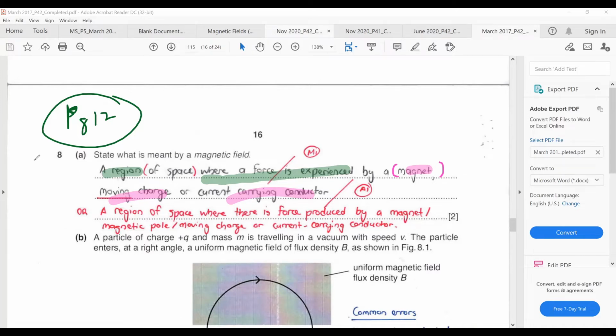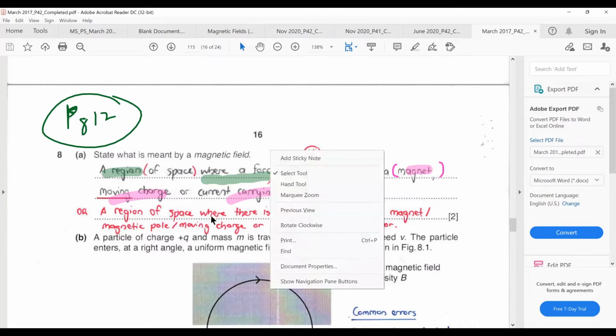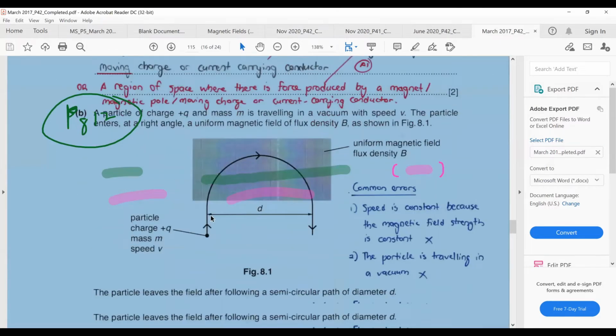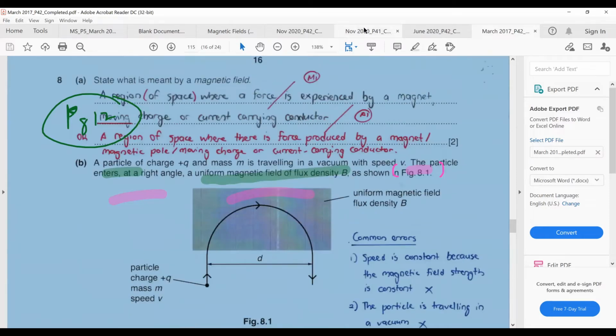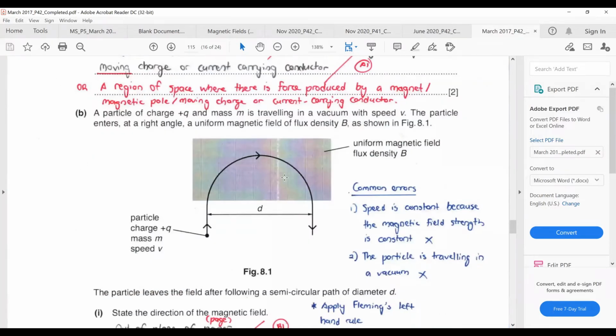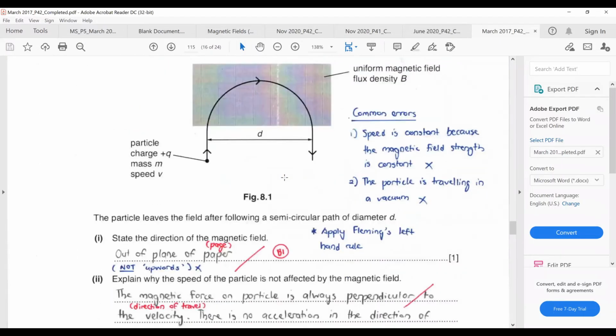Okay, so that part is fine. Then this one is from the notes, so if you need to copy, you can copy from the notes. Now for part B, you have a particle of charge positive Q and mass m traveling in a vacuum with speed v. The particle enters at right angles to a uniform magnetic field of flux density B. So the question then subsequently asks you, the particle leaves the field after following a semicircular path of diameter d. State the direction of the magnetic field.